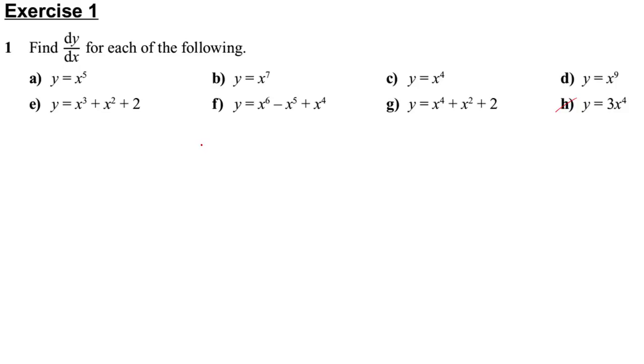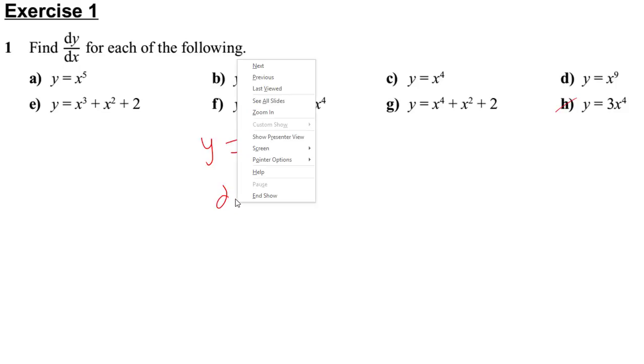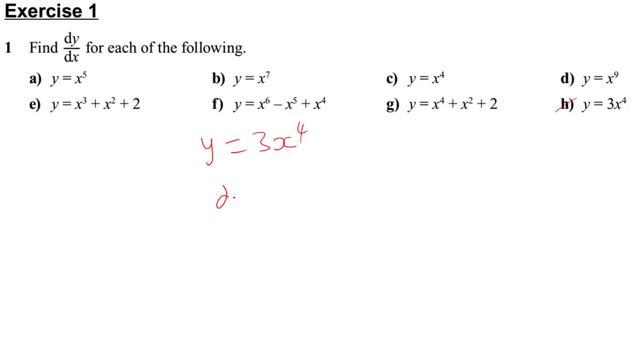So question H says y equals 3x to the power 4. Now if I want to find the gradient, I want to find dy/dx. Then obviously we're going to take the 4, we multiply by the 3, which is going to be 12. Then this 4 is going to go down by 1, so that's going to be 3 basically. So question H, that's the answer.